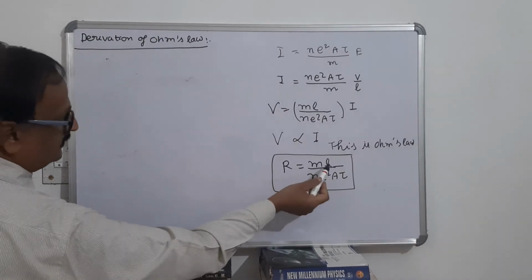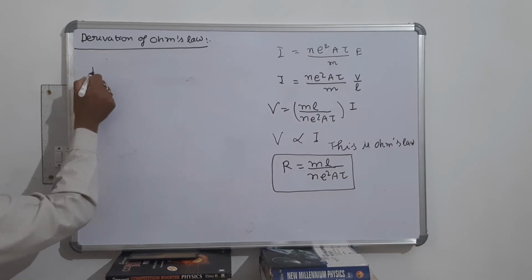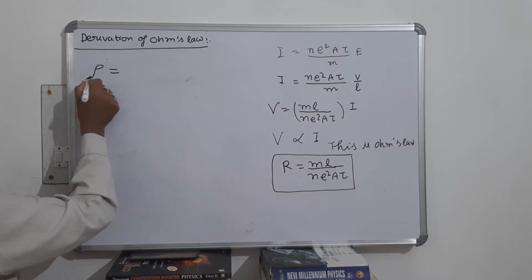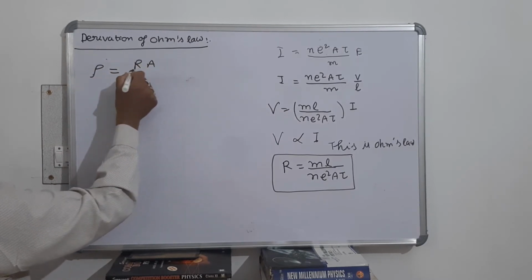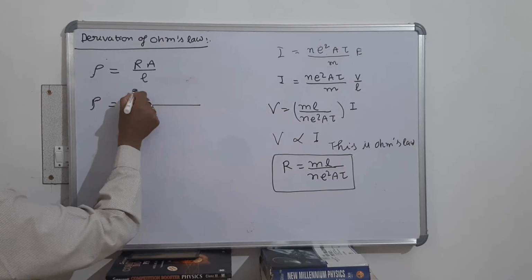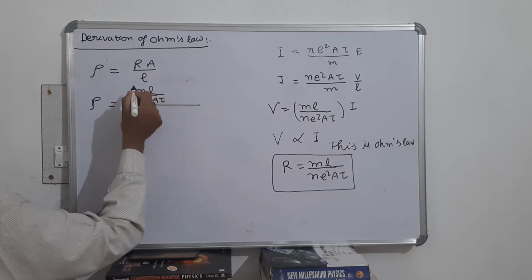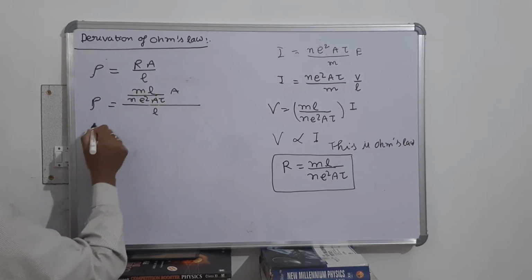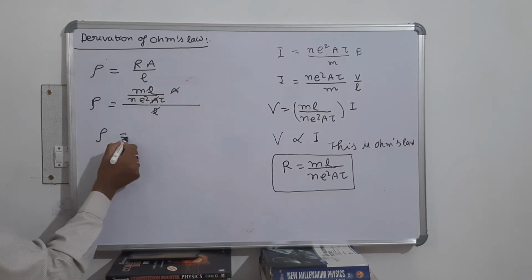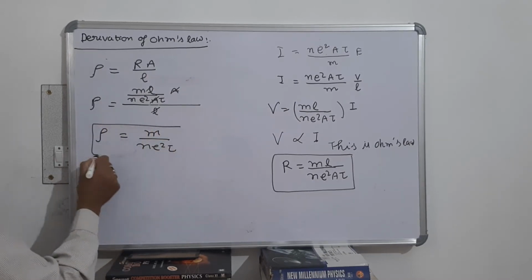resistance, from here you can also see, is proportional to length, and inversely proportional to A. And resistivity rho is equal to RA upon L. Therefore, resistivity rho will be equal to R's value, ml upon ne square A tau, into A upon L. This A and A cancel out, L and L cancel out. It means the resistivity of the material is m upon ne square tau. This is the formula for resistivity.